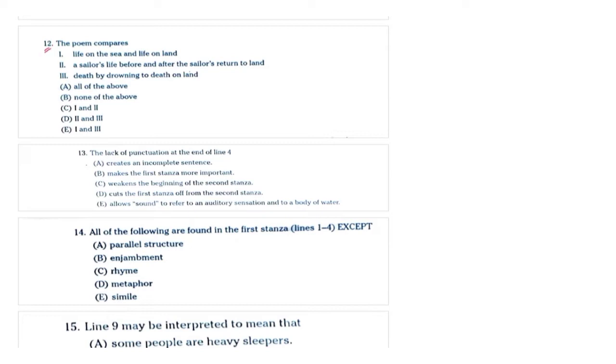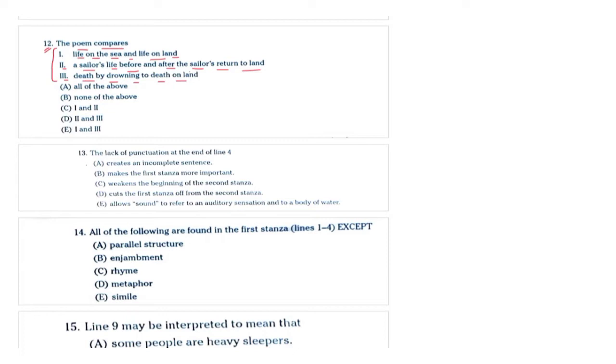Question number 12 says, the poem compares, okay, three options are given. First option says life on the sea, life on the land. Number 2 says a sailor's life before and after the sailor's return to land. Number 3, death by drowning to death on land. Over here, the speaker is basically wondering about people that build their houses inland.